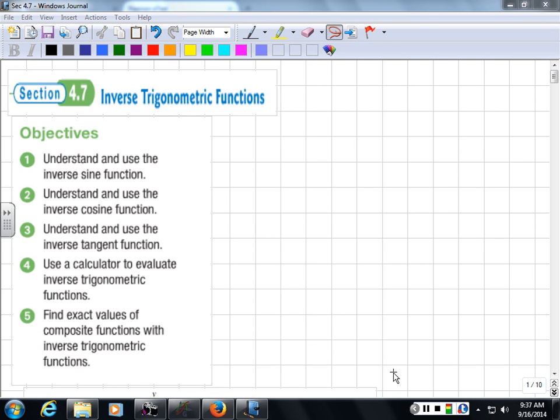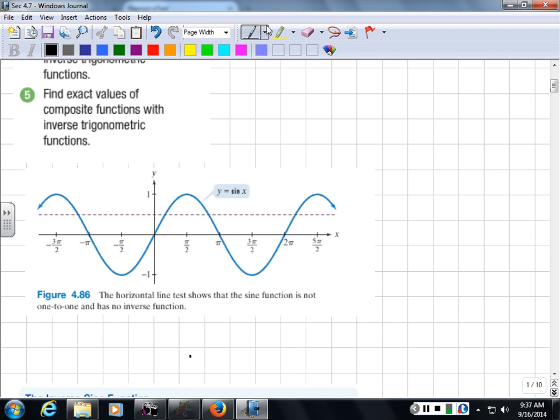A calculator, for the most part, won't give them to you in exact values unless you've got one of a couple of scientific calculators that will do that for you. But we are going to use algebra to figure out what the exact values are. First thing that we want to talk about, though, is what are we dealing with?